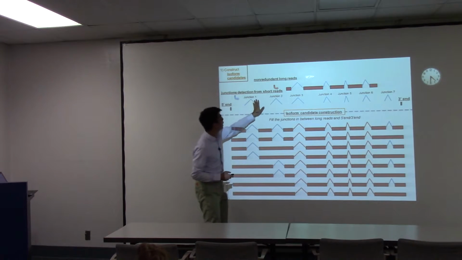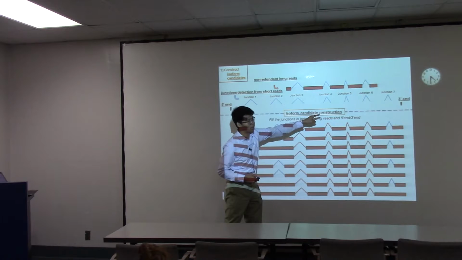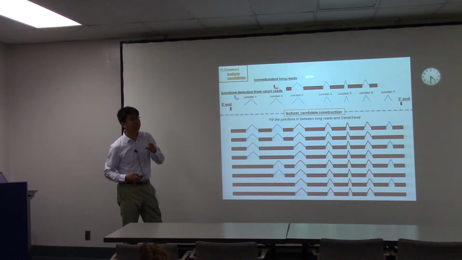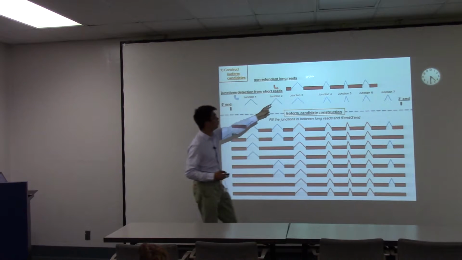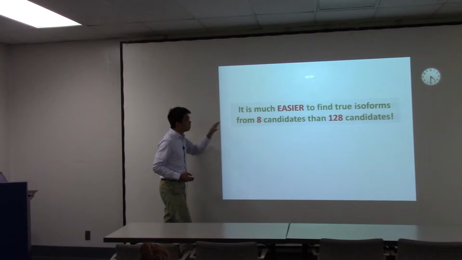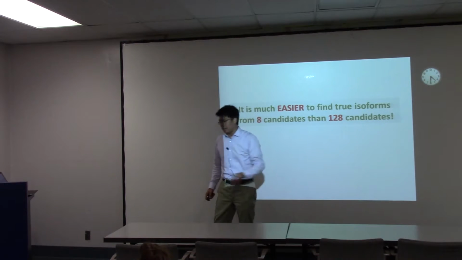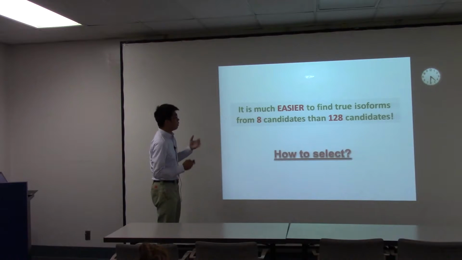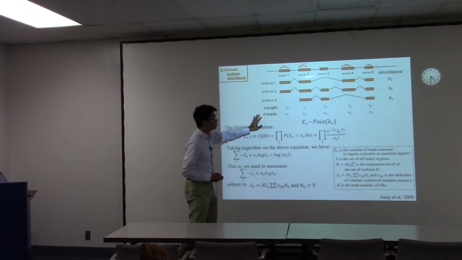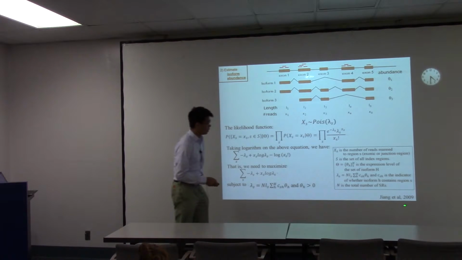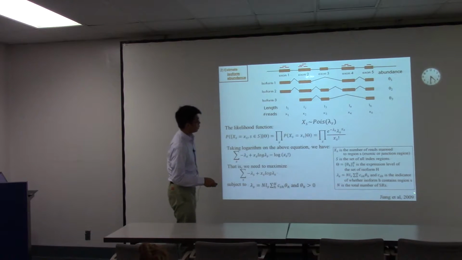Originally, if you only have the short reads, you have 7 junctions. The combination of 7 junctions would be 128. And now, because of the long read, we just need to check A isoform candidates. It's much easier to find the true one from A candidates than from 128 candidates, right? But how do we select from these A candidates? This is the isoform abundance estimation model developed by Jiang and Wong in 2009.